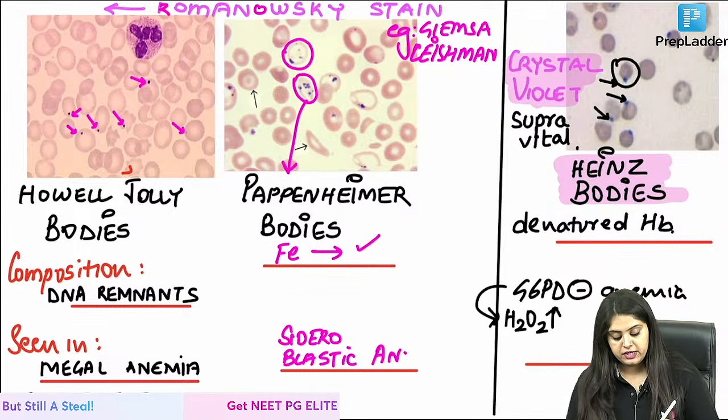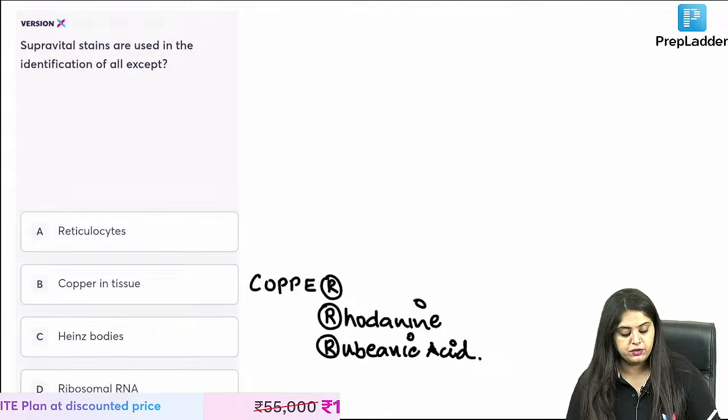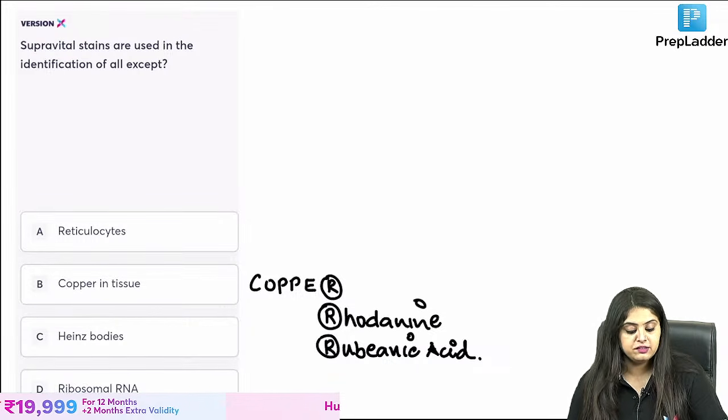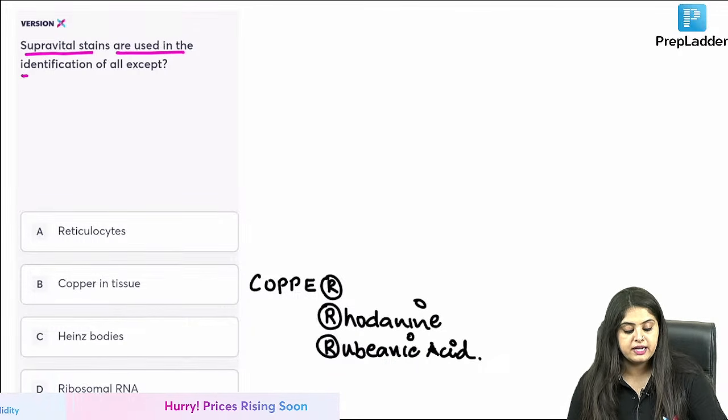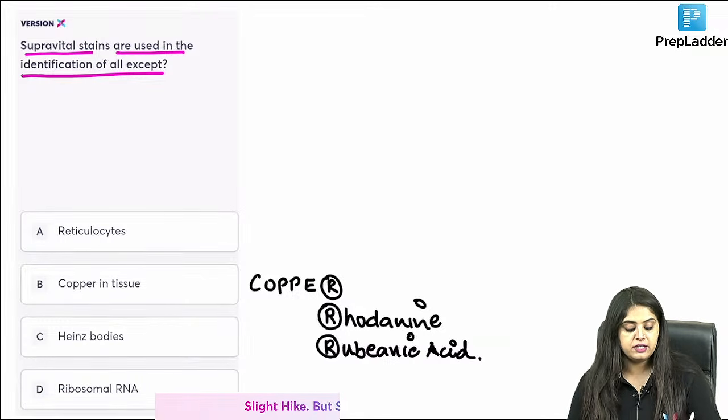Now, moving forward, if I ask you a question which is similar to this, I think I have done the work for you already. I have done a lot of homework for you in this question. If they say supravital stains are used for the identification of all except, so supravital stains were for reticulocytes.